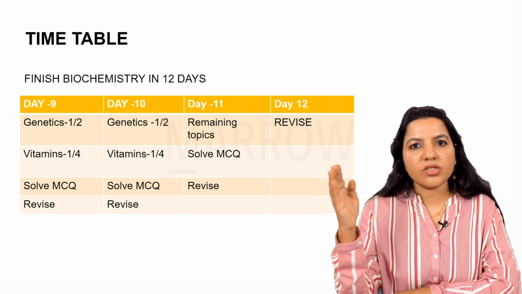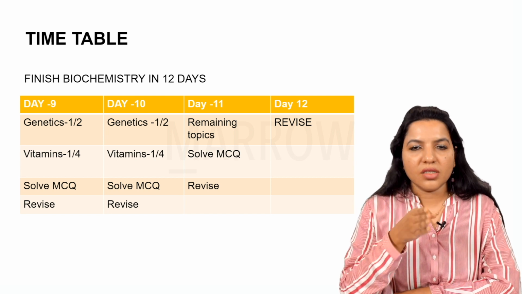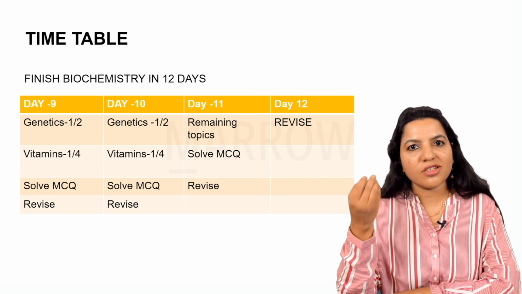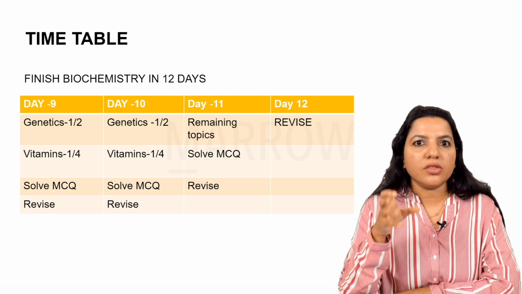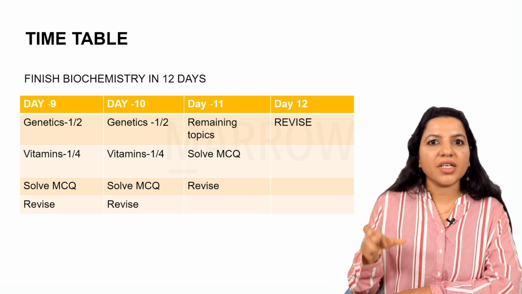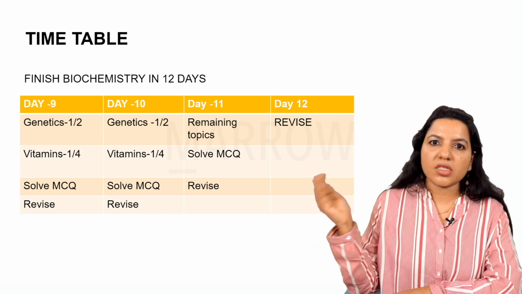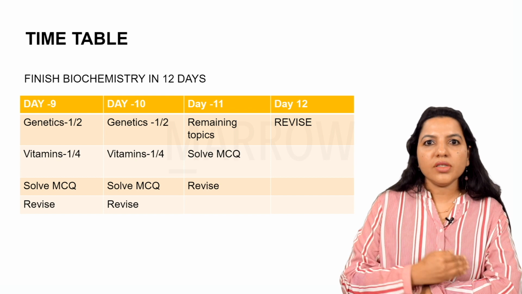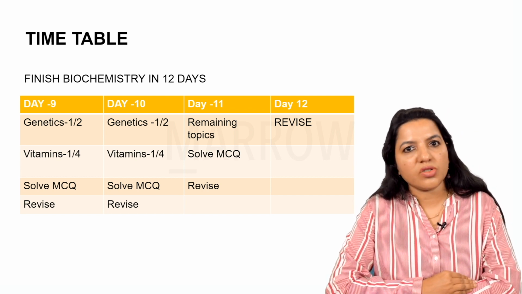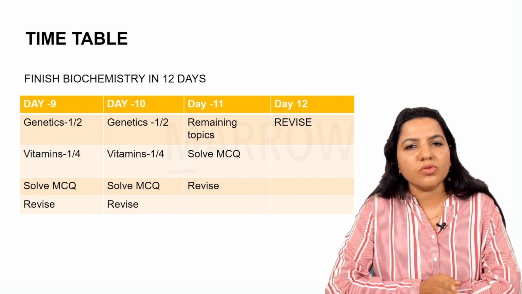Then finally day 12 is revision of all the things that you have learned in these 11 days, or you can extend your days for revision, so that biochemistry takes 2 weeks, and you can completely revise what you have learned and get thorough with it, and along with it you can start another topic also. So this is the strategy to finish biochemistry in 11 to 12 days.